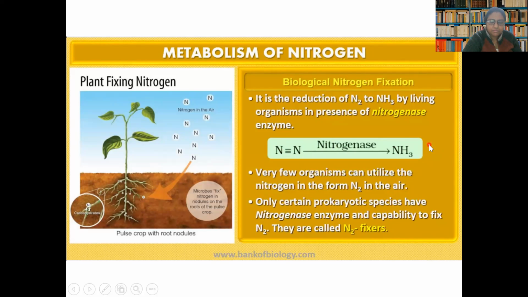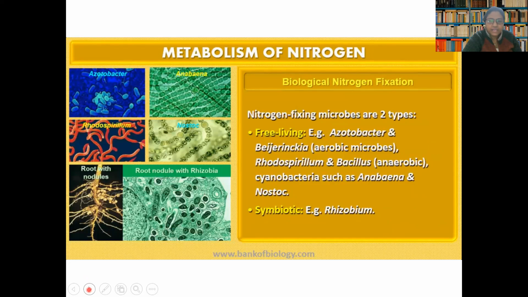So these organisms are of immense importance and we call them nitrogen fixers. They can be free living, that means they don't do it as any kind of favor. They are doing it for their own benefit, because by fixing nitrogen they get some kind of nutrients too. These are Azotobacter and Beijerinckia, which are aerobic, and there can be Bacillus and Rhodospirillum.